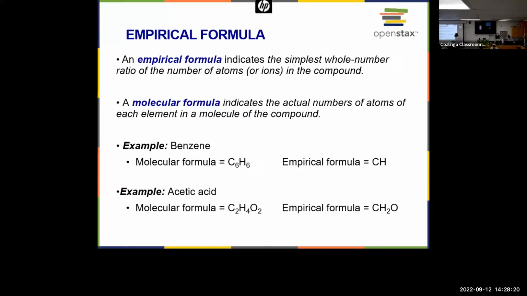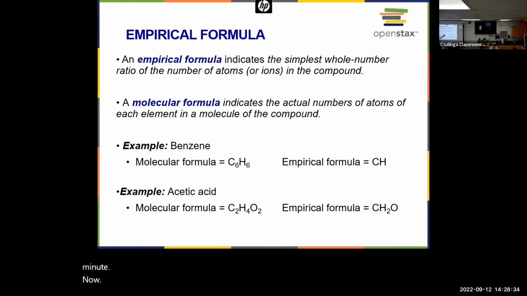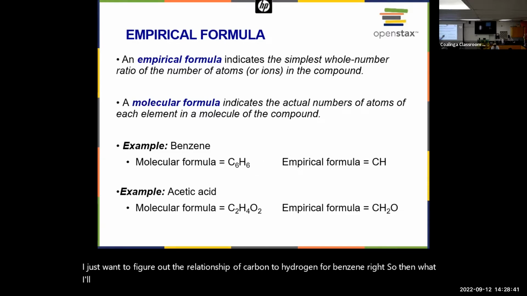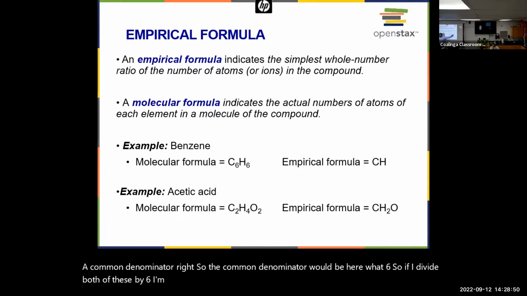Okay, so let me see if I can explain it a little bit better, right? So here is the molecular formula for benzene. Benzene forms this nice little ring structure. I'll show you what it looks like here in a minute. Now, I just want to figure out the relationship of carbon to hydrogen for benzene, right? So then what I'll do, I'll divide it by a common denominator. The common denominator would be 6. If I divide both of these by 6, I'm left with just C and H. So that would be my empirical formula.